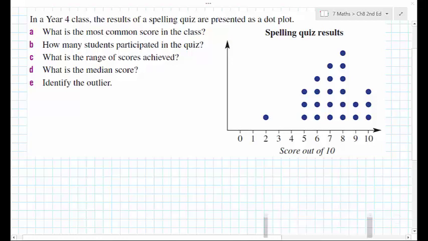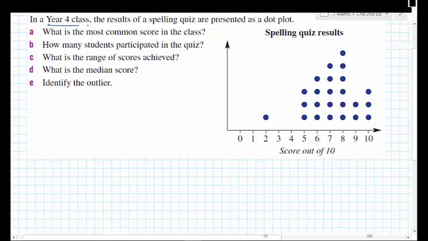Okay, so here we have the results of a Year 4 class, and it's a spelling quiz, and it's represented below as a dot plot. Okay, and it wants us to look at these following things. So let's look at A. What is the most common score? That's actually the mode.